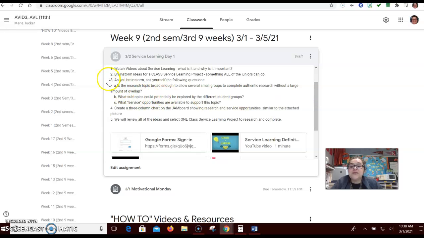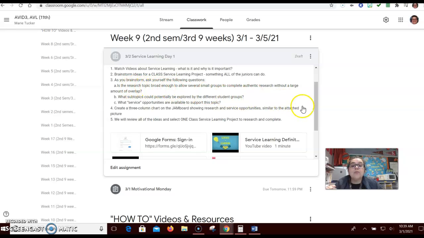So what you're going to do is brainstorm. Now that I know what service learning is, what is something that we could research? What is something that a whole class of about 20, 25 people can do? What is something that actually has a service project attached to it? So these are questions I said to ask yourself. You don't have to write answers to me.